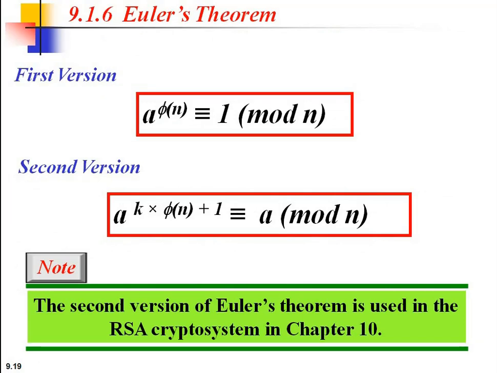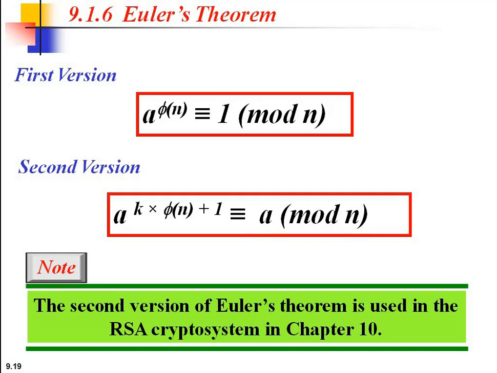Another important theorem is Euler's theorem. It can be thought of as a generalization of Fermat's Little theorem. In Fermat's theorem the modulus was a prime number, whereas in case of Euler's theorem the modulus can be any integer. And similarly, we have two versions of this theorem. The first version of Euler's theorem is similar to the first version of Fermat's Little theorem. So if a and n are relatively prime to each other, then a to the power phi of n is congruent to 1 mod n.